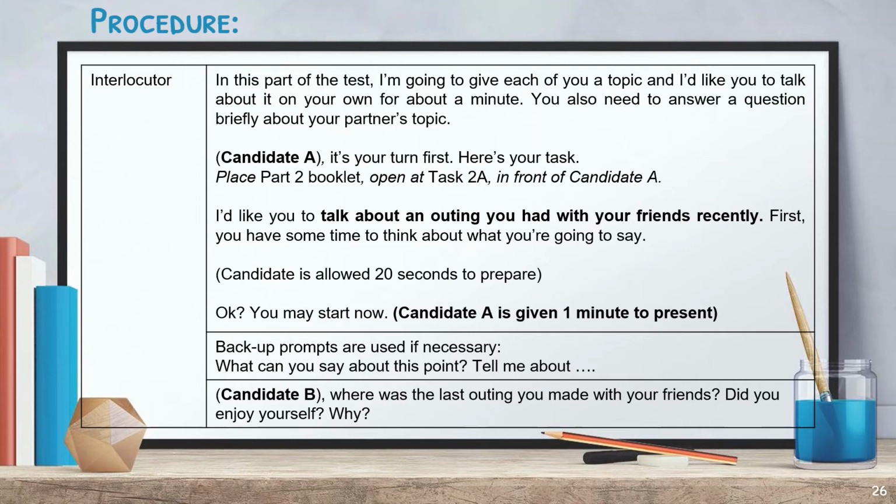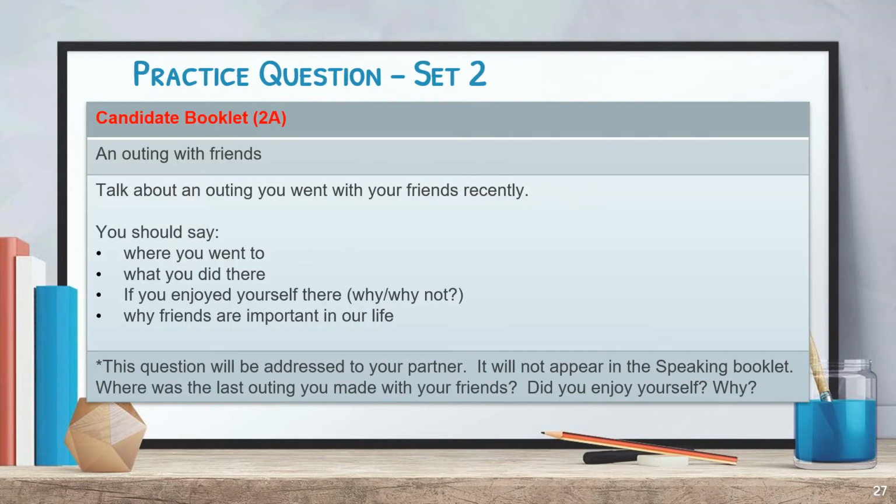But as far as possible, try not to do that, because that will slow you down and also interrupt the flow of your presentation. And then candidate B will be asked, where was the last outing you made with your friends? Did you enjoy yourself? Why? A simpler question. All right, so let's look at set 2. This is another practice question.